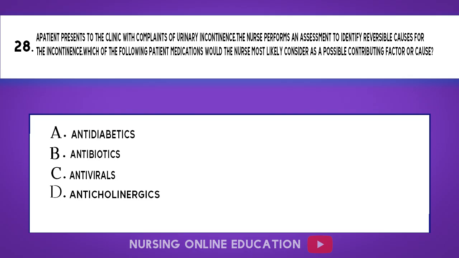28. A patient presents to the clinic with complaints of urinary incontinence. The nurse performs an assessment to identify reversible causes for the incontinence. Which of the following patient medications would the nurse most likely consider as a possible contributing factor or cause? A. Antidiabetics. B. Antibiotics. C. Antivirals. D. Anticholinergics. The answer is option D, anticholinergics.